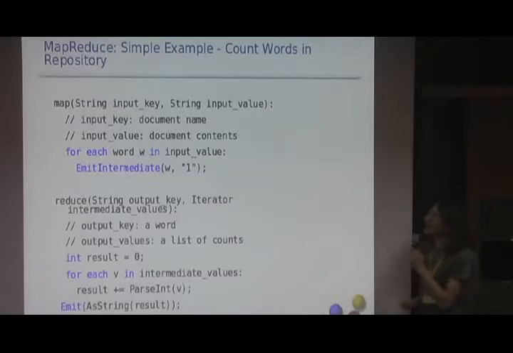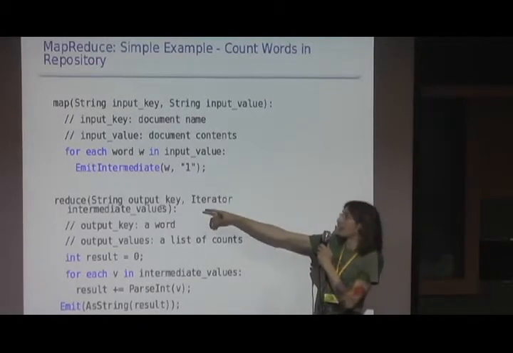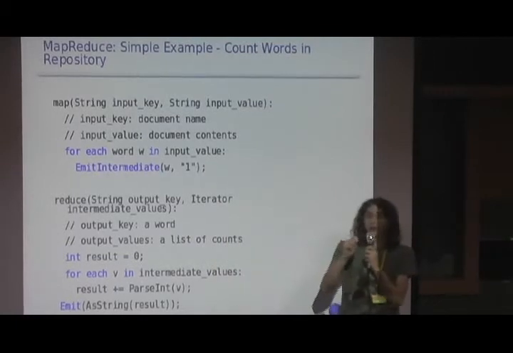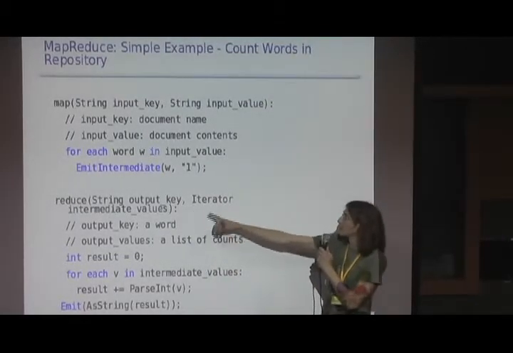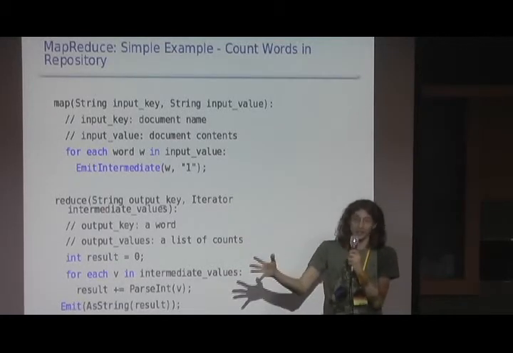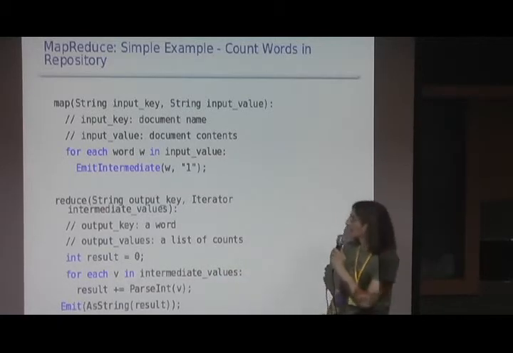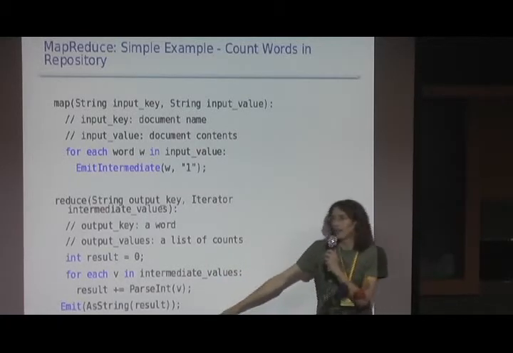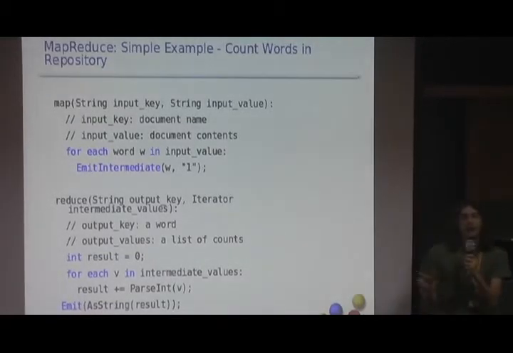And then in the reduce phase, you get basically a bunch of instances of that word and the number 1. So you take in the output key, which is the word, and the iterator, which is essentially going to be a list of ones, and then you're going to just sum them up. And then you're going to emit your final value, which will be a mapping of that word to the number of times you saw it.